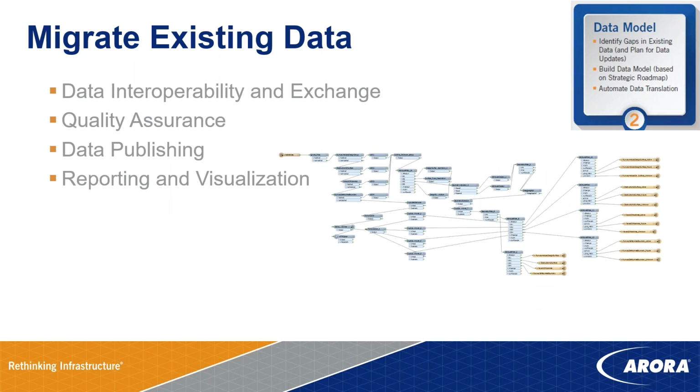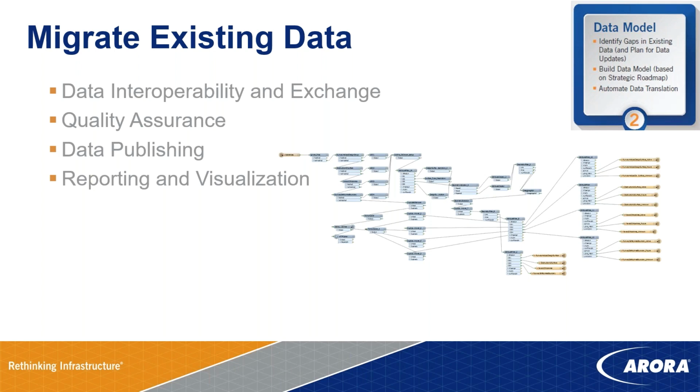So after establishing your data model and referring back to your roadmap goals, the migration of data to the model to support your goals is next. Randy mentioned it earlier, we typically employ automated tools such as Safe Software or the Interoperability tool to assist in this process. But you can also use these tools to conduct QA and generate reports for verification.